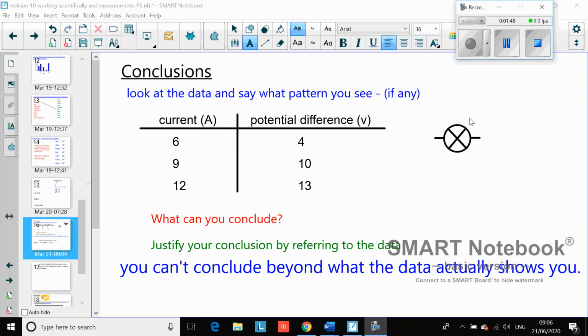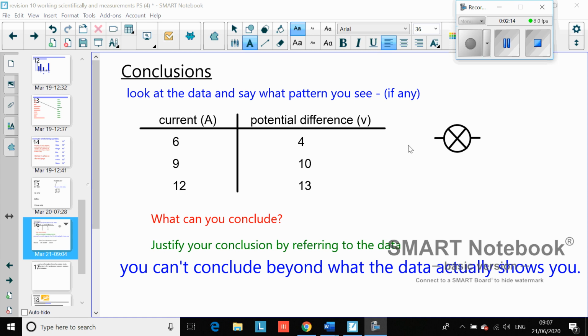Okay, welcome back. So conclusions. Okay, so a conclusion is basically a summary of what the evidence actually tells us. Okay, so the main thing which I really want you to take from this, the main point is you can only conclude what data shows you and no more. Okay, so if we use this as an example, it's a very simple experiment.